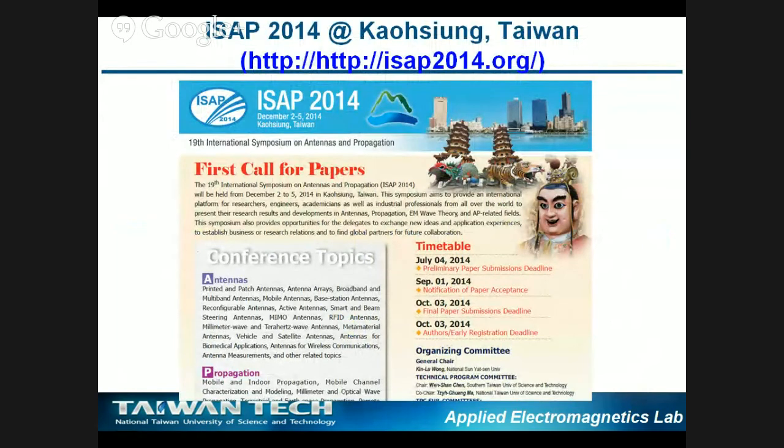Okay, at Kaohsiung, Taiwan, this is in the southern part of Taiwan. Taiwan is a small island, right? And Kaohsiung is in the southern part of Taiwan. And during the winter, actually there's no winter at Kaohsiung. It's very comfortable in the winter.